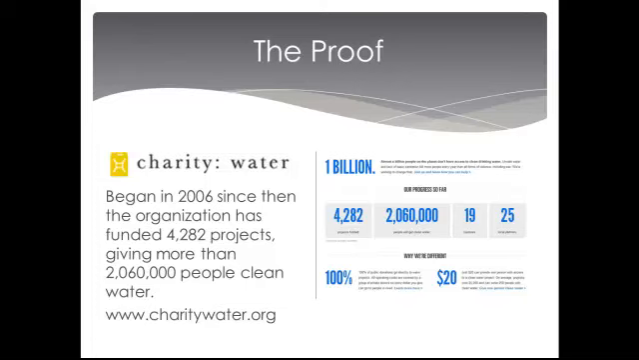I briefly just want to introduce you to two organizations that are utilizing the impact model. The first organization is the Charity Water organization. Their mission is to bring clean, safe drinking water to the 1 billion people without access to it at this point. Since they started their organization in 2007, they have grown exponentially and have been able to fund over 4,000 projects and bring clean drinking water to over 2 million people.